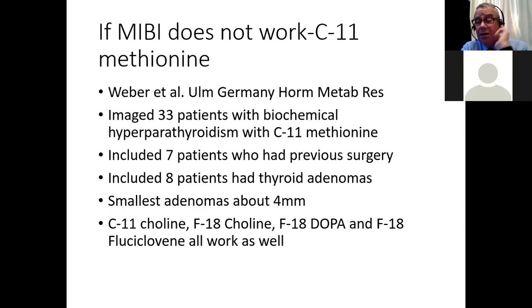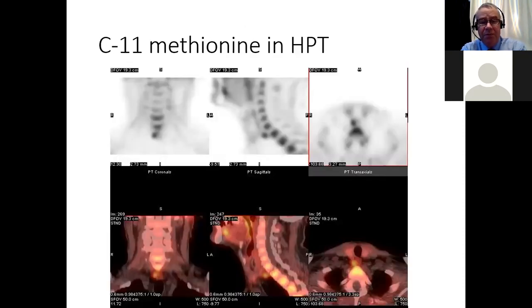Other agents have been used, C11 choline, but more importantly, because it's fluorine labeled, F18 choline and F18 DOPA. There's also a product called F18 fluciclovine, which is licensed in some countries for prostate imaging, and we'll talk about that in prostate PET, but that also probably works as well.